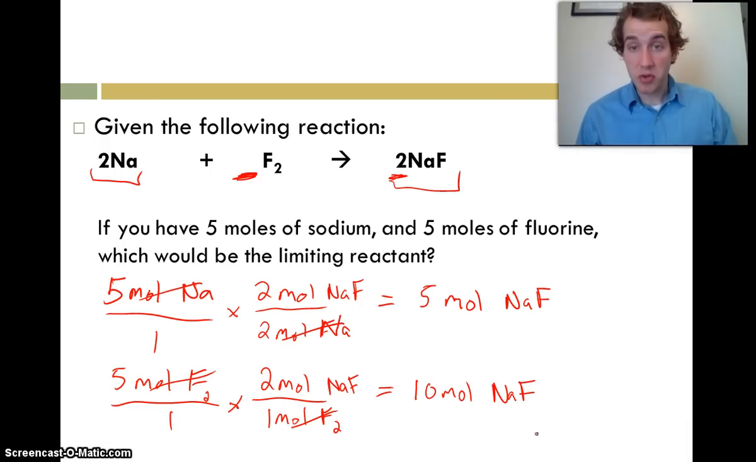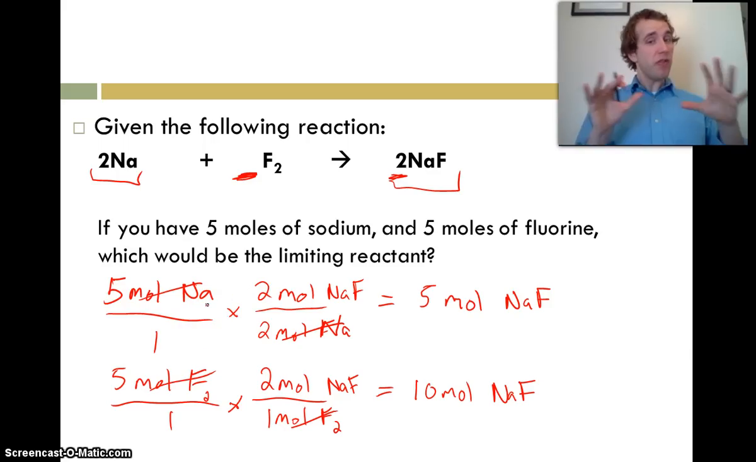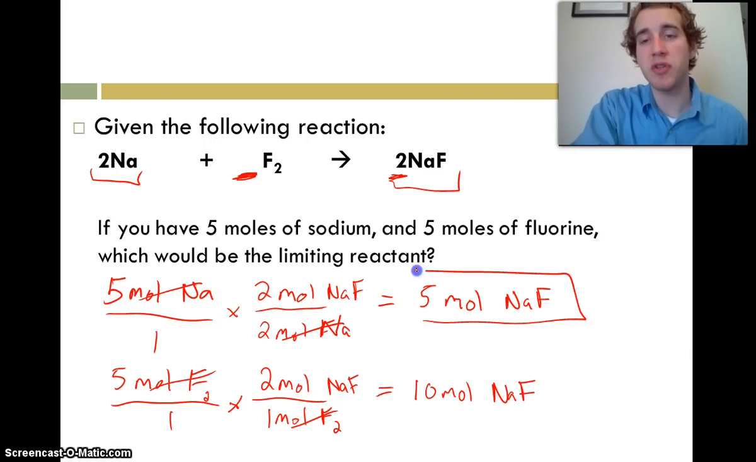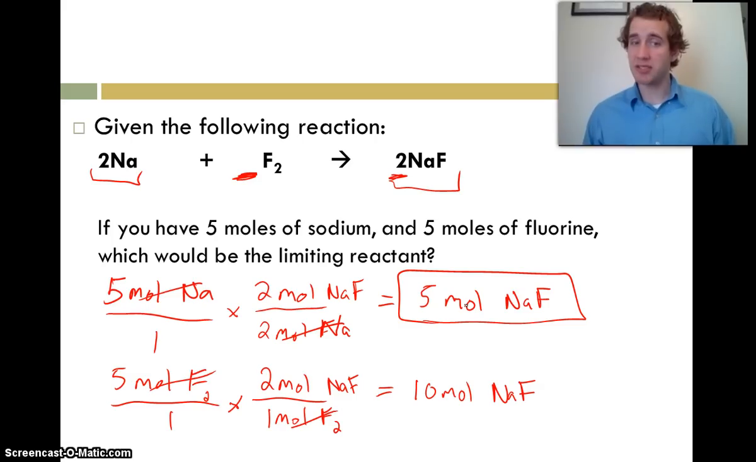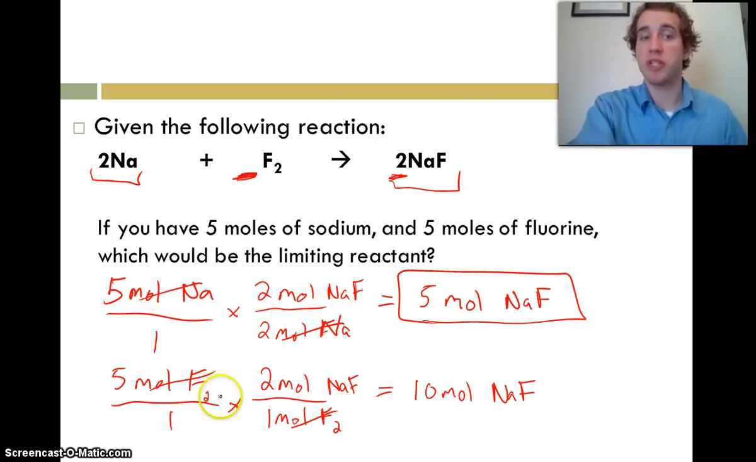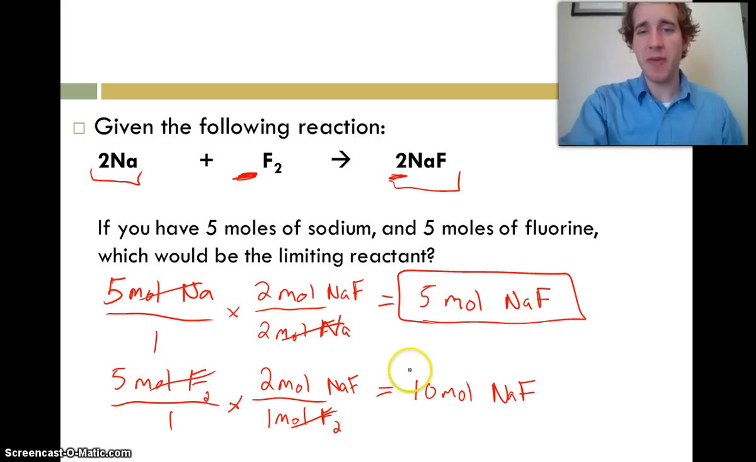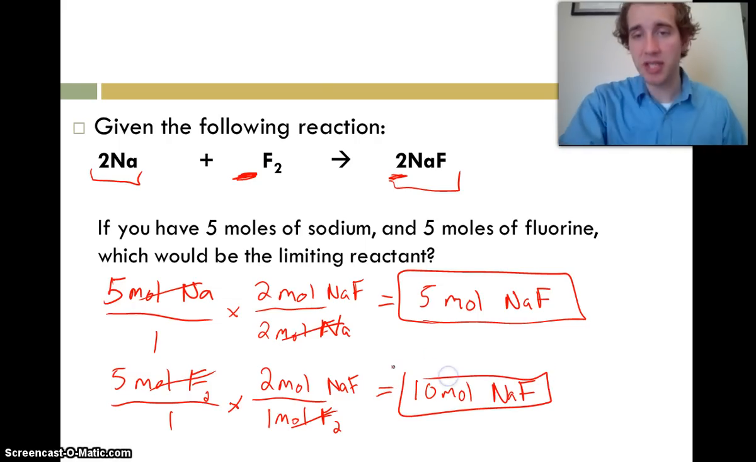Whoa, this is huge. Look at what this means. This tells us that if we started with 5 moles of sodium, and all 5 moles reacted, we could get 5 moles of sodium fluoride. That's what that means. Now, let's say we start with 5 moles of fluorine and all 5 moles of fluorine reacted, it could make 10 moles of sodium fluoride.